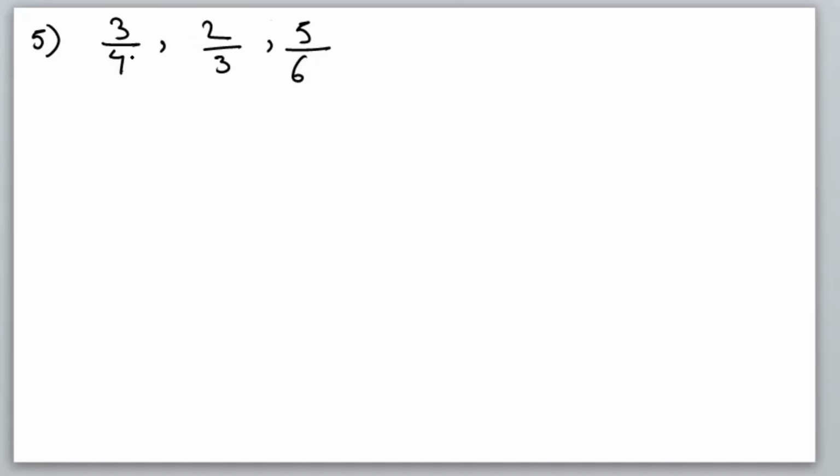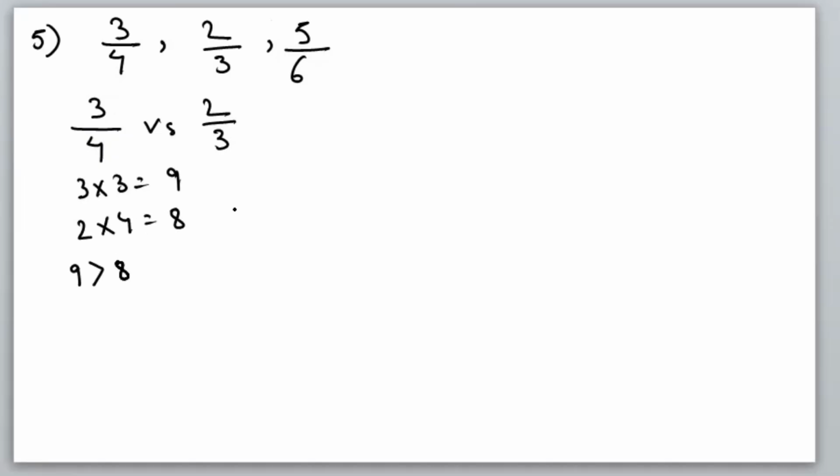And when we are ordering the fractions, we have to first compare two fractions together at a time. So first these two we will take. 3 over 4 versus 2 over 3, and we use the cross multiplication. 3 times 3, it will be 9. 2 times 4, it will be 8. And 9 is greater than 8. It means 3 over 4 is greater than 2 over 3.